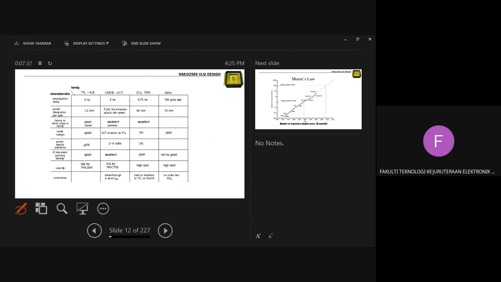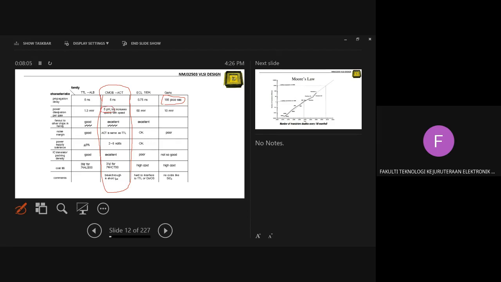This is for your information. Okay, why they choose CMOS, why they choose TTL and so on. So in terms of propagation delay, okay, gallium arsenide is the fastest. The smaller the delay means the faster. Okay. So in terms of power dissipation per gate, it's about 5 microwatt, sorry.